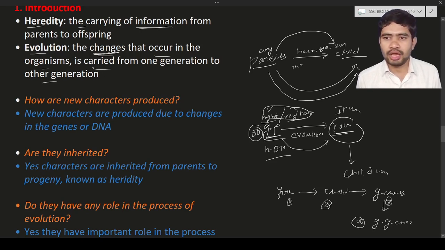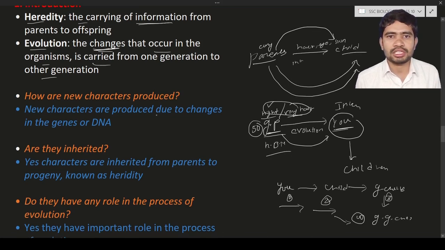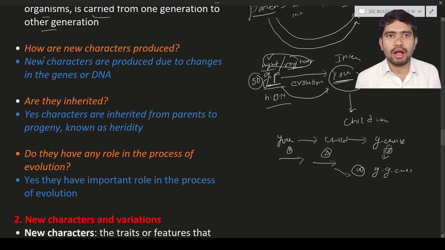As the children and grandchildren increase, the generations increase. So these characteristics will be passed from you to children, children to grandchildren, to great grandchildren. So this is about evolution, and a few questions are given in the textbook. How are new characters produced? The new characters are produced due to changes in the DNA.